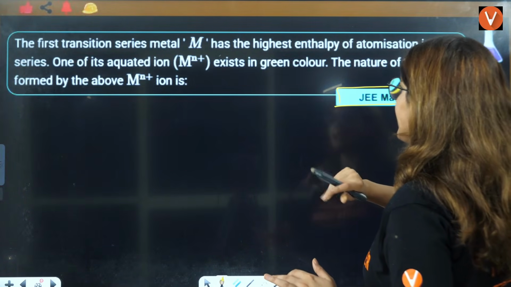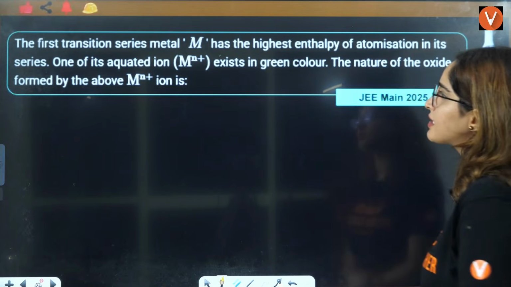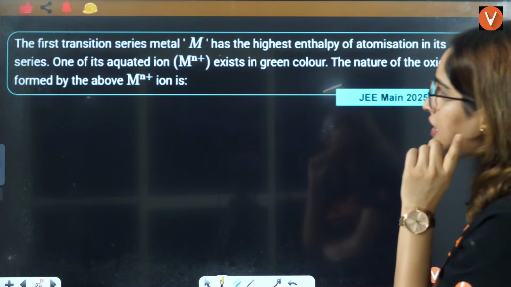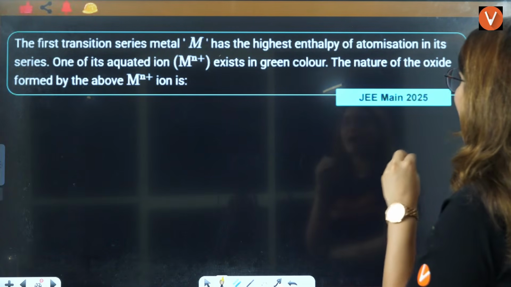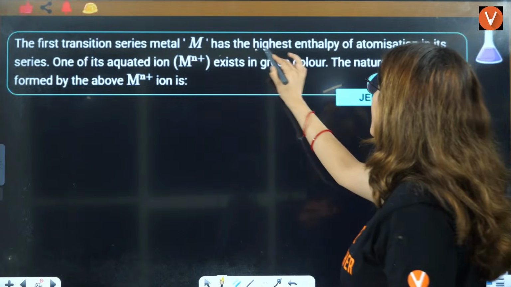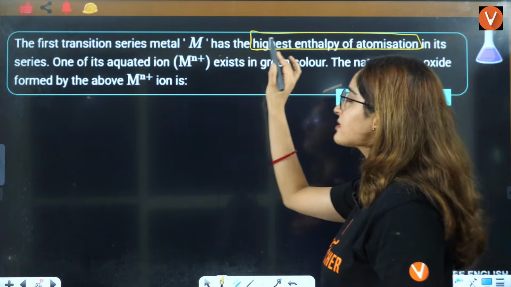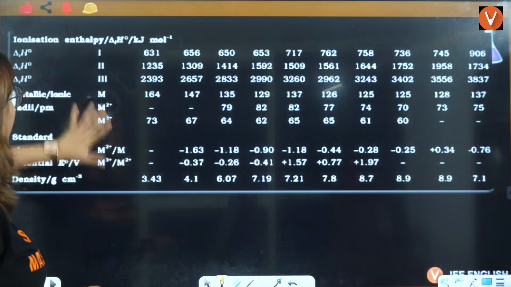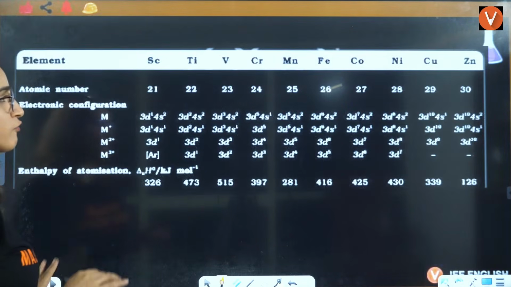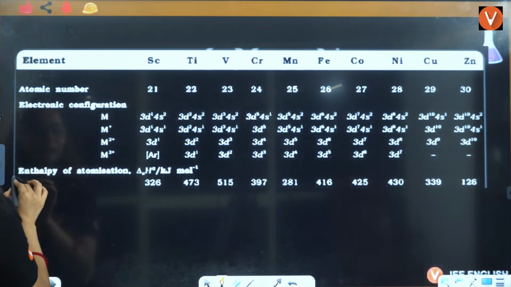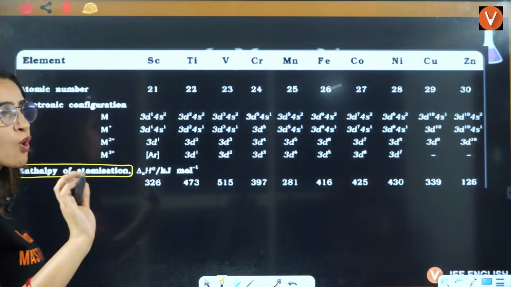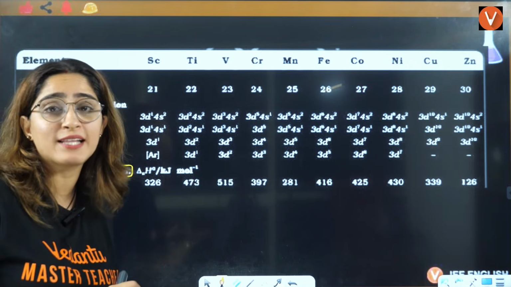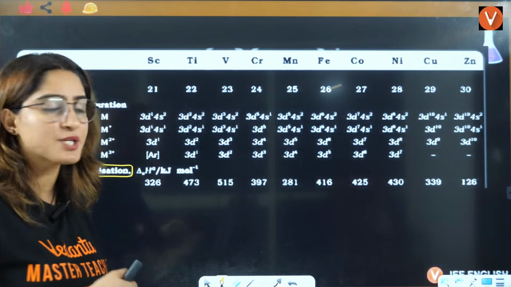Now, if you see this here, they have asked 3 questions. The first transition series metal M has the highest enthalpy of atomization. Now, firstly, you should know which has the highest enthalpy of atomization. I told you that this particular table is very important for your JEE preparation. This is enthalpy of atomization. It is not written in the theory lines. When we talk about that, you have to read NCERT, you have to read the tables there as well.